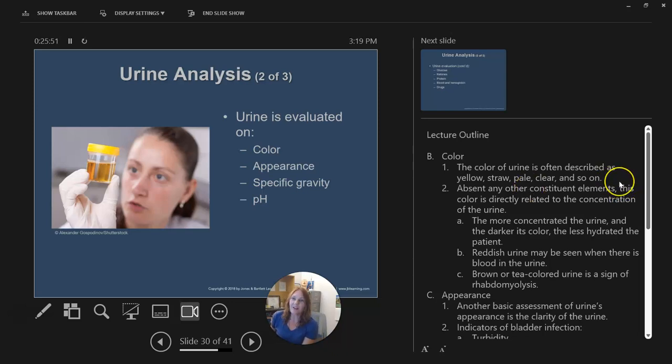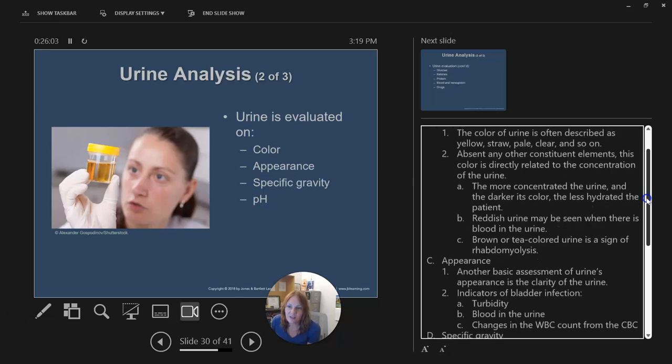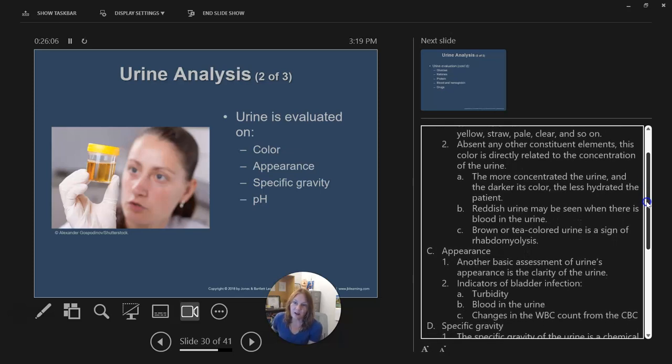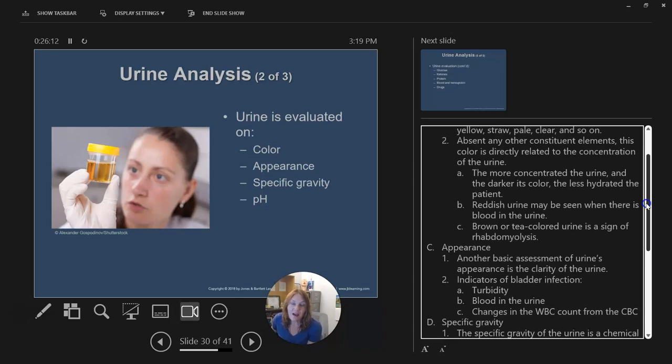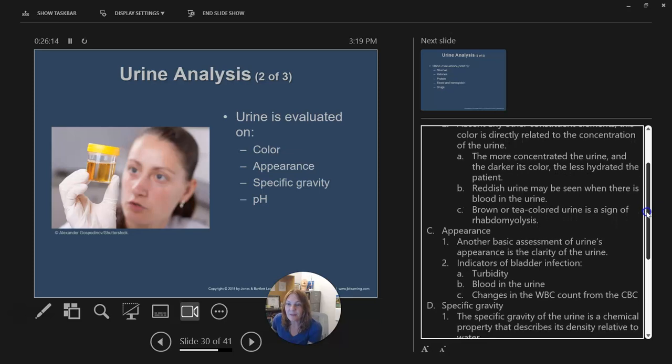So we are looking at the color. It's often described as yellow straw, pale, clear, and so on, absent any other constituent elements. This color is directly related to the concentration of the urine. The more concentrated the urine, the darker its color and the less hydrated the patient is. Reddish urine could mean there's blood. Brown could mean that we may have some rhabdo that is actually occurring.